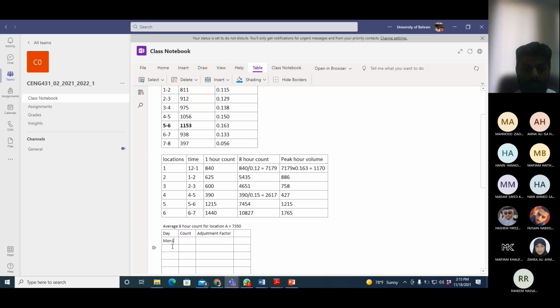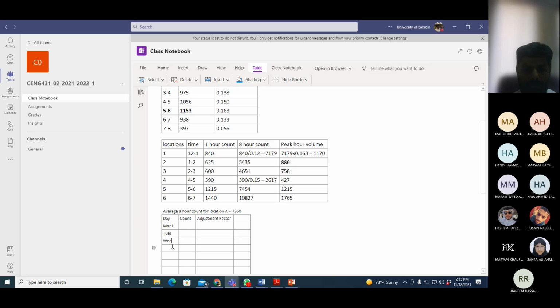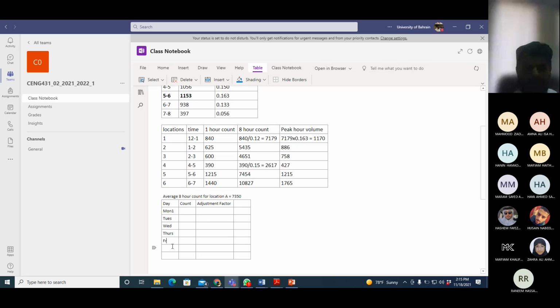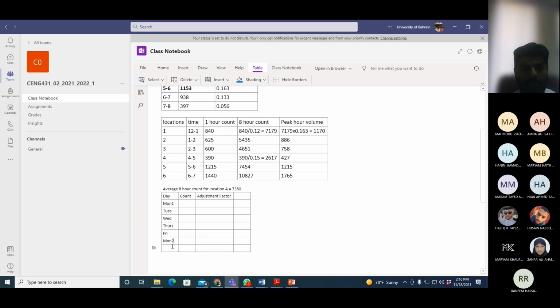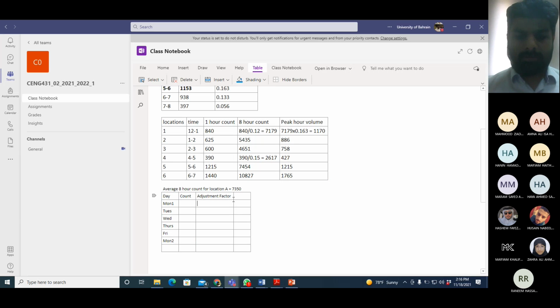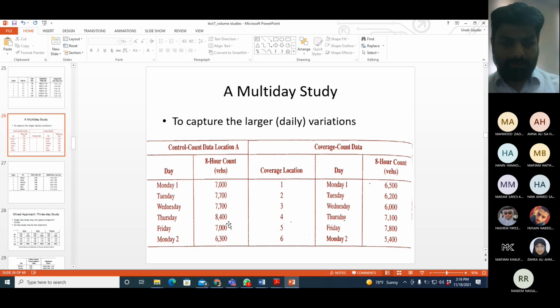Okay, so Monday 1, then Tuesday, Wednesday, Thursday, Friday. I missed something. Monday, Tuesday, Wednesday, Thursday. Okay, fine. Made an extra row. The count taken on each day for the control count location: 7, 7, 7. I'm just writing these values.